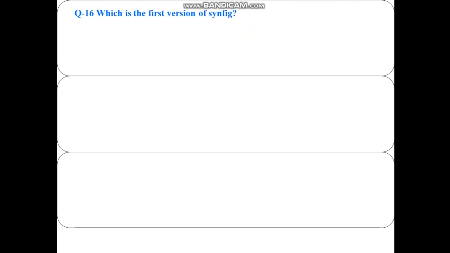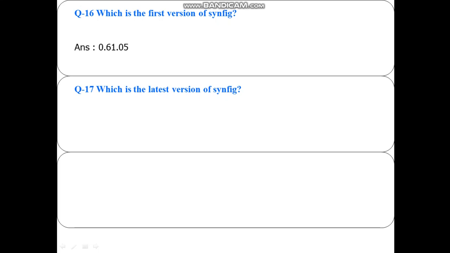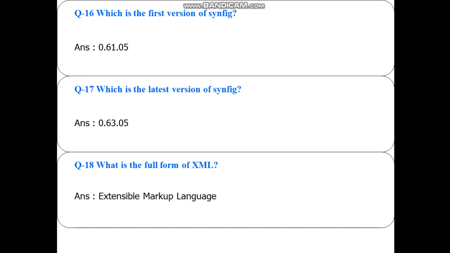Then which is the first version of Synfig? Well, the first version of Synfig is 0.61.05. And which is the latest version of Synfig? The latest version according to your book is 0.63.05. And what is the full form of XML? Remember, XML is a language like HTML. So the full form of XML is Extensible Markup Language.